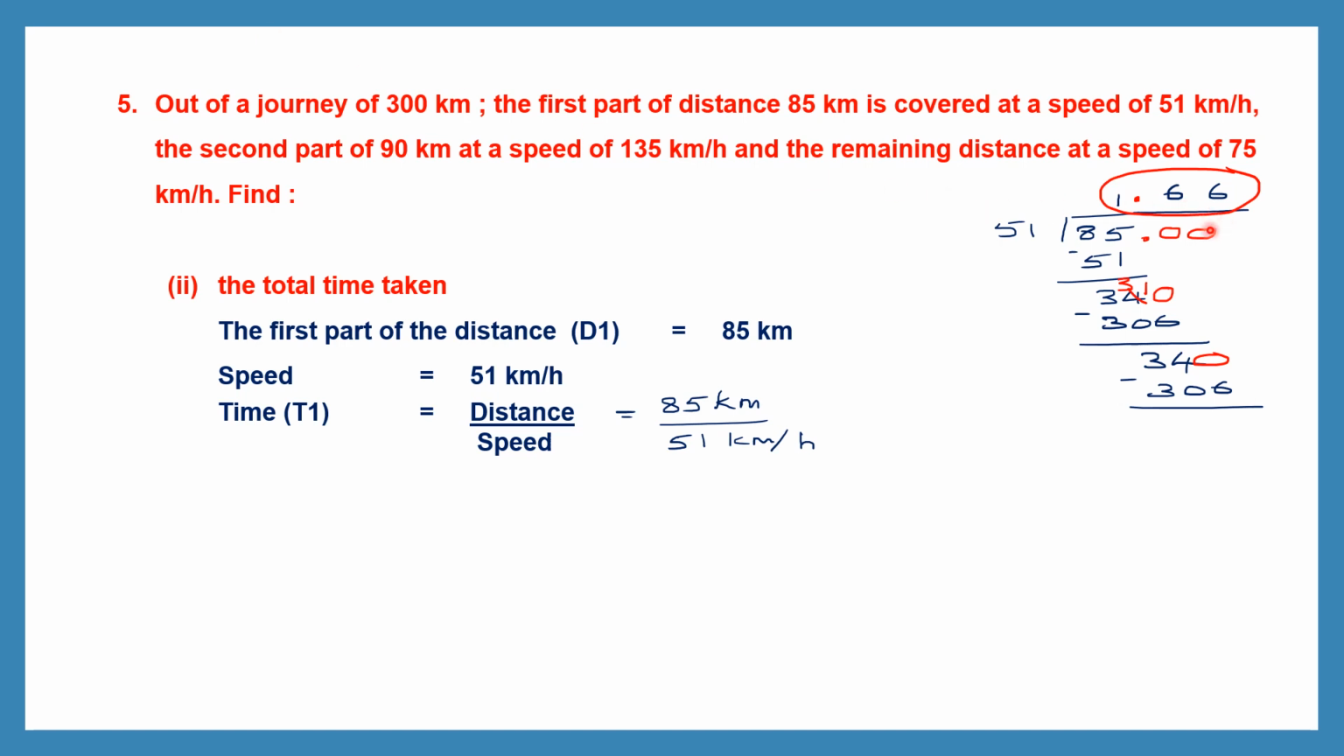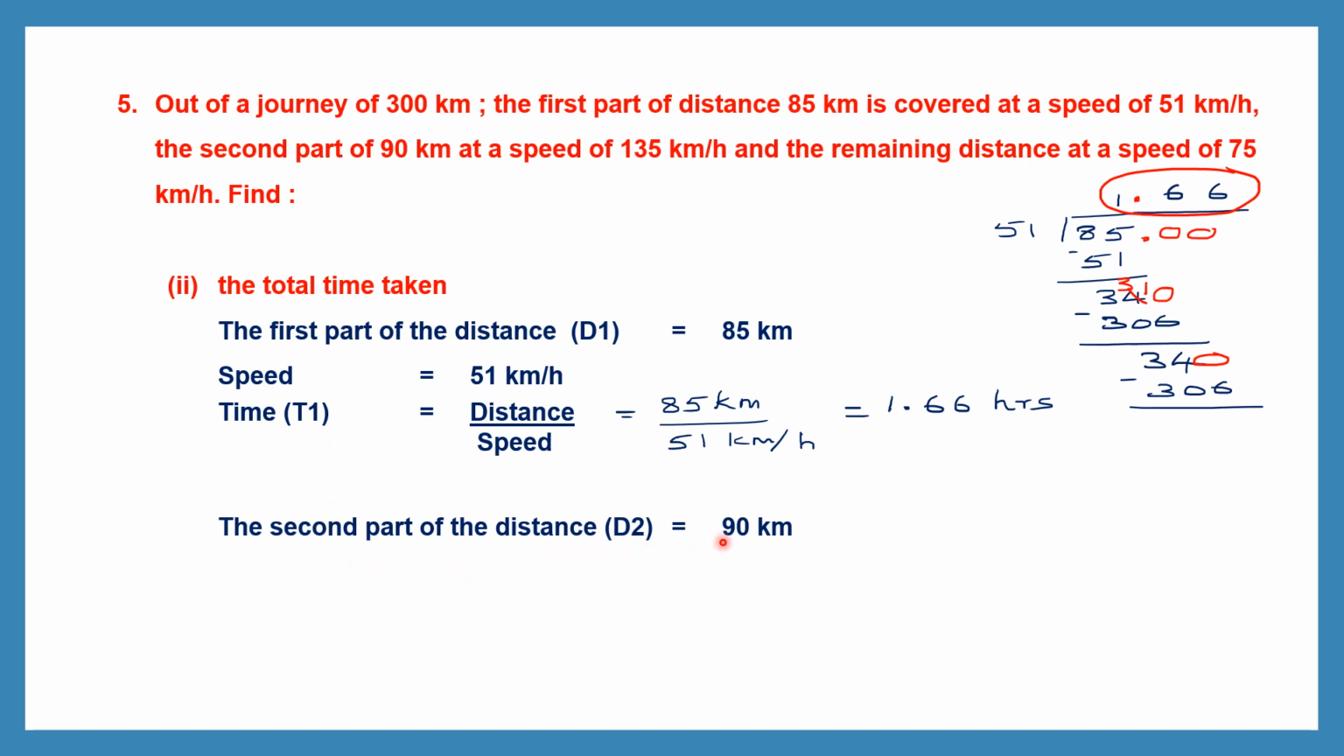Whenever you have a non-terminating decimal like this, that means if it keeps going on and on without giving you a remainder 0, then for the purpose of working out, stop with 2 decimal places. So we'll stop with 1.66 now. So that is our time. T1 is 1.66 hours. Okay. Now we have finished finding the time taken for the first part of the distance of that journey. Now let's do for the second part.